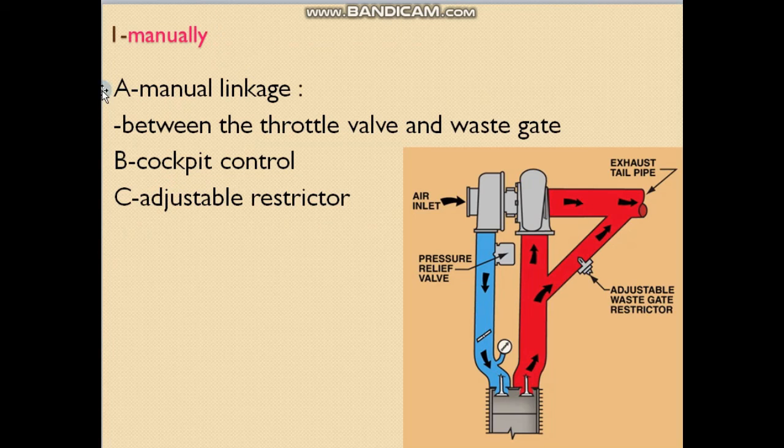Manually: a manual linkage between the throttle valve and wastegate, cockpit control, and adjustable restrictor. So when it is connected manually, it makes a linkage between the wastegate and the throttle. By increasing the throttle, the wastegate will open more, and while retarding the throttle, the wastegate will close.